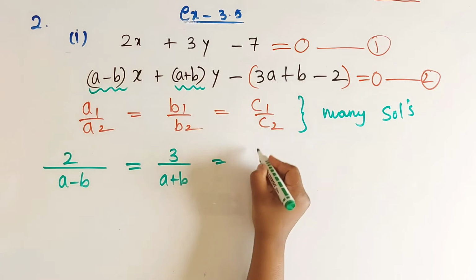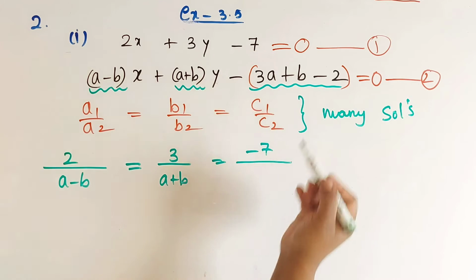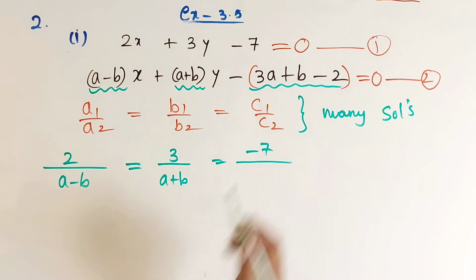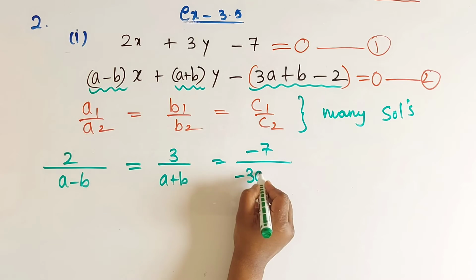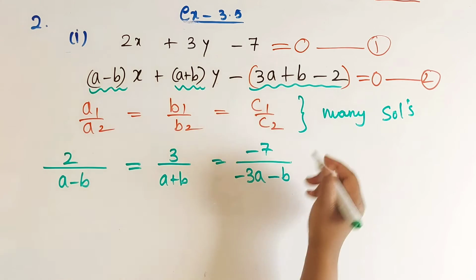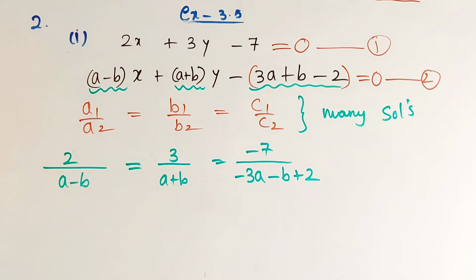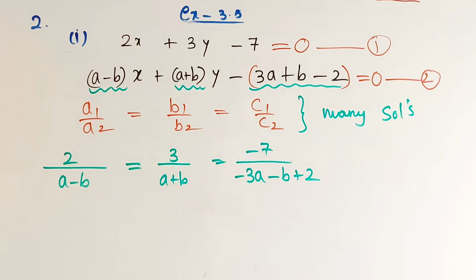c1 is minus 7. Minus 7 divided by c2 is minus of 3a plus b minus 2. So minus of 3a, that means minus 3a. I am multiplying with minus directly. Minus b, minus into minus 2 is plus 2. So this is the condition: a1 by a2 equal to b1 by b2 equal to c1 by c2. And now we have to find out a and b values here.